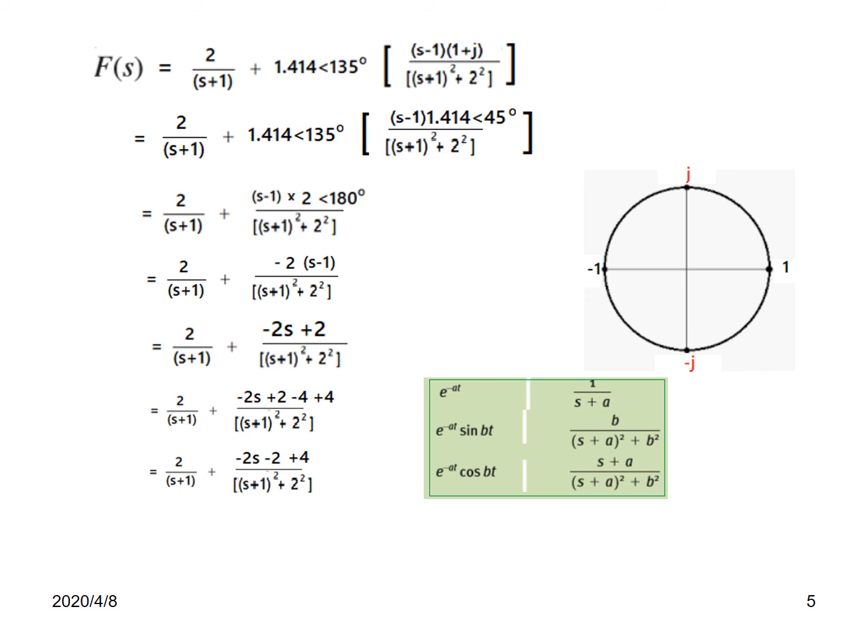So this term is becoming minus 2. From here minus 2, minus 2s minus 2 and plus 4. And now we are taking common minus 2 from here, so s plus 1 plus 4. So this looks good.